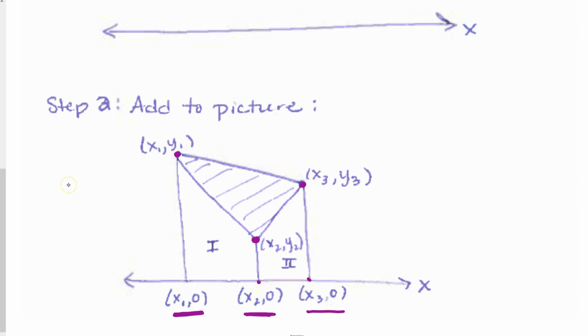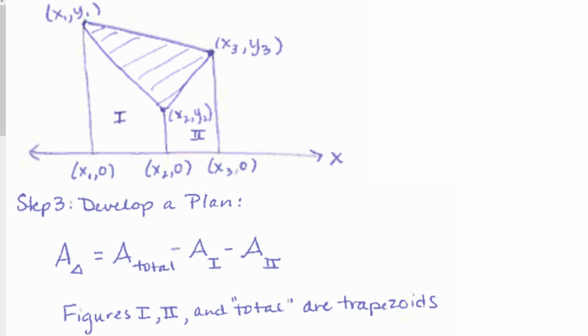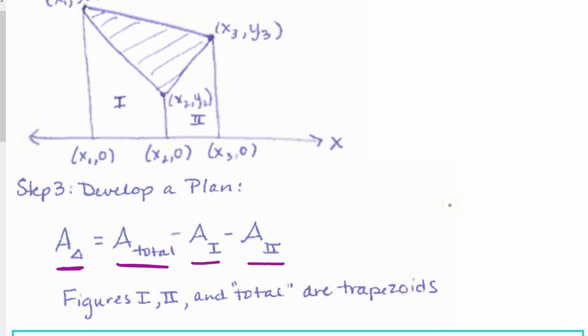Okay, so we're just getting set up now. Here's the picture again. And what we want is the area of the triangle. So the plan is to get the area of the triangle, you would take the total area of the large trapezoid and subtract the areas of the 2 small trapezoids, trapezoids 1 and 2. How do you get the area of a trapezoid? Remember the formula for the area of a trapezoid? You take 1/2 times the height times the sum of the bases.